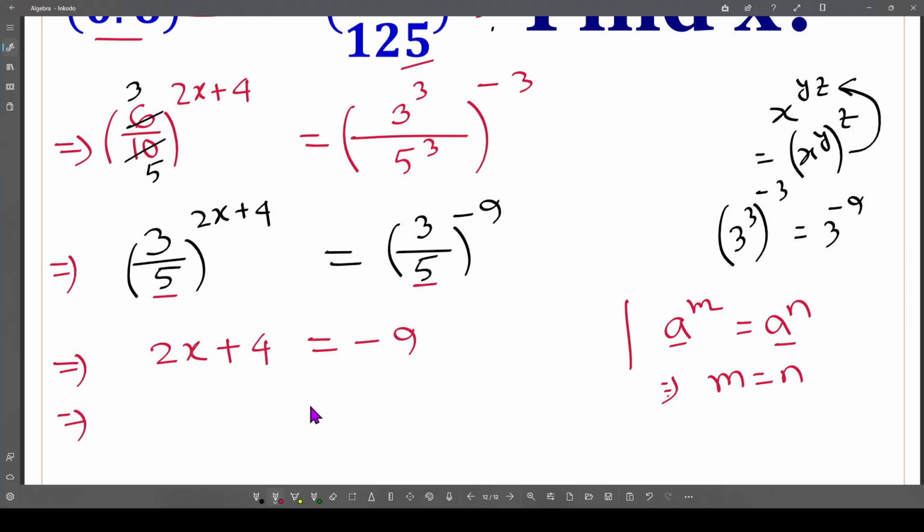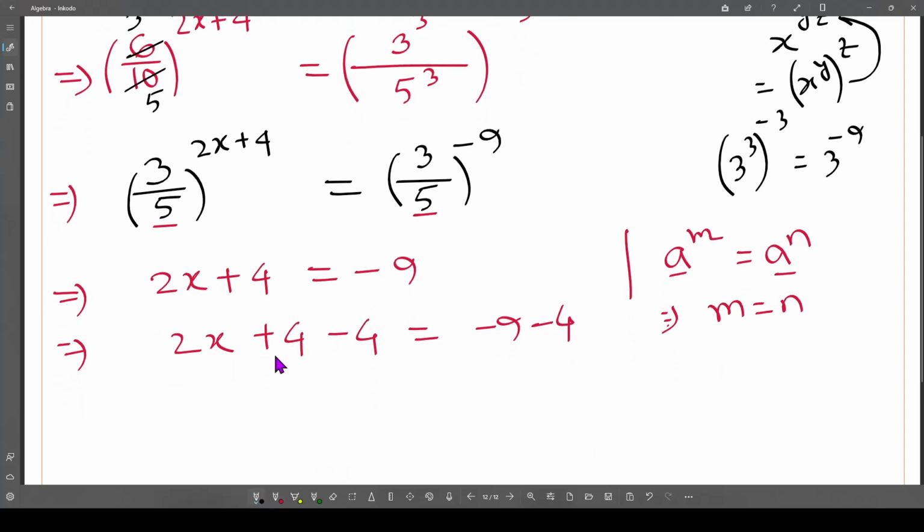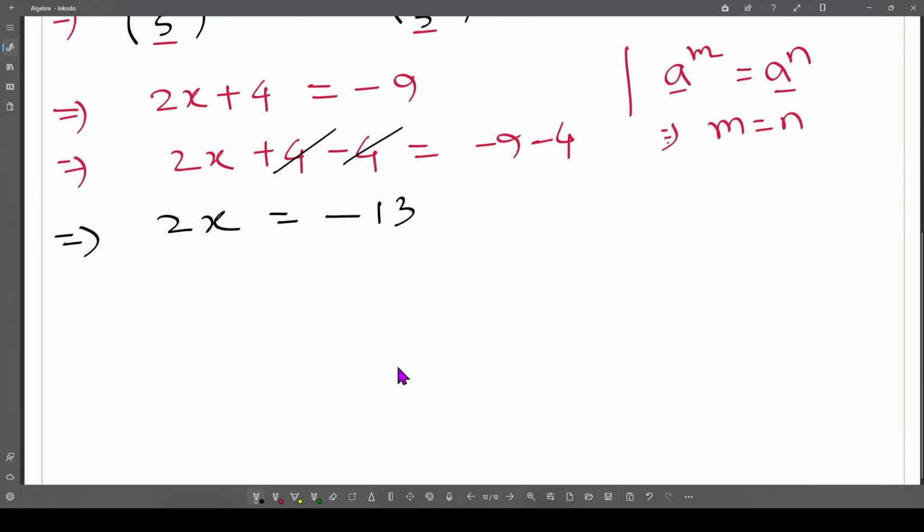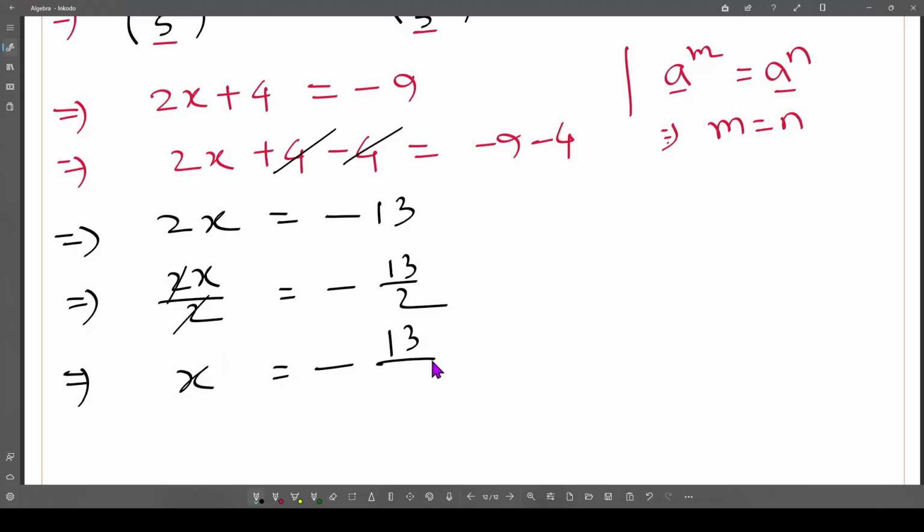Now on both sides we can subtract 4, so 2x plus 4 minus 4 equals minus 9 minus 4. So this plus 4 and minus 4 cancel out, and we can write 2x equals minus 13. Now we can divide both sides by 2, so 2x by 2 equals minus 13 by 2. So this 2 and 2 divide, it will become 1, so x equals minus 13 by 2.